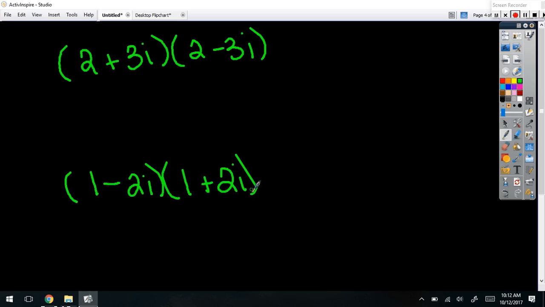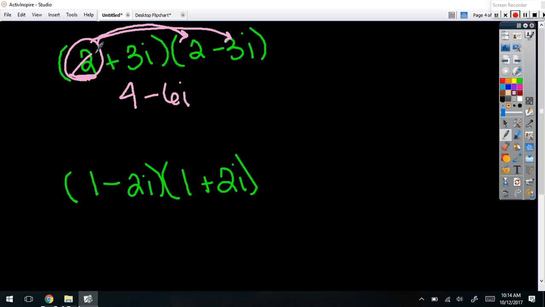So 1 times 1 is 1. 2 times 2. Want to do the first one together and y'all do the second one? Okay, we do the first one. They are the same number. All right, watch what happens. I take the first one, 2, and I distribute it to everything in the second set of parentheses. So 2 times 2 is 4, 2 times negative 3i is negative 6i. This piece has distributed to everything here, so I'm done with it.